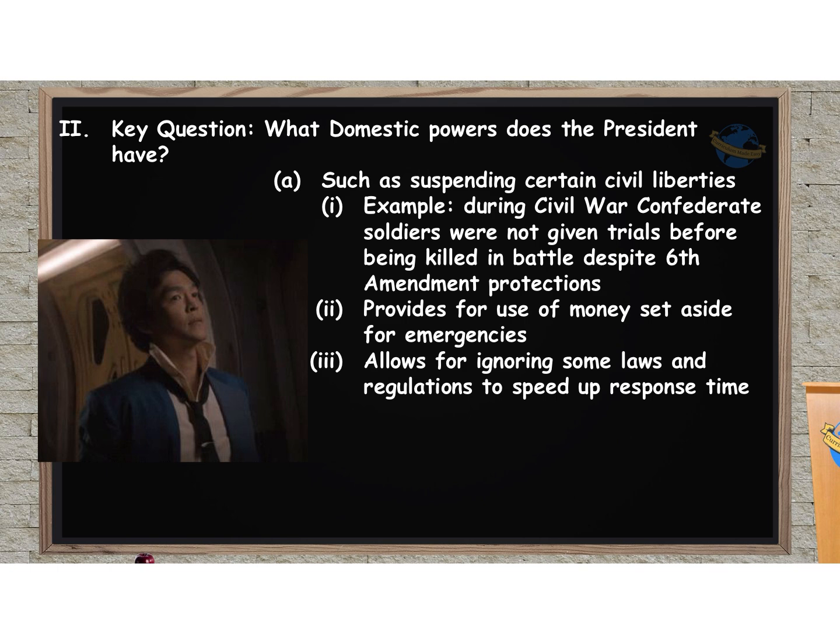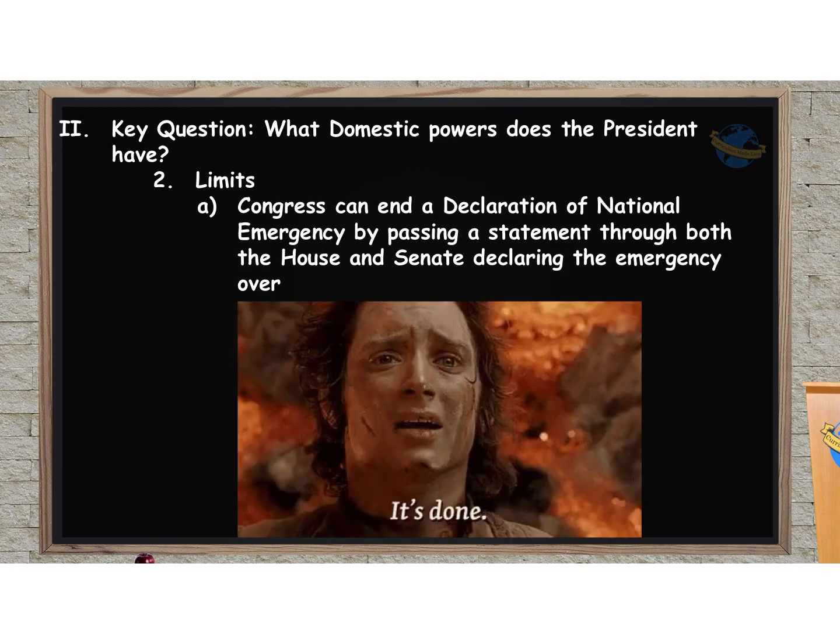National emergencies also allow the president to ignore some laws, such as regulations for environmental purposes, in order to speed up response time. Now, if you're listening to this, you're probably thinking, wow, that's a lot of power we're handing over to the president, and especially when the president can declare a national emergency. There are limits to this power, however.